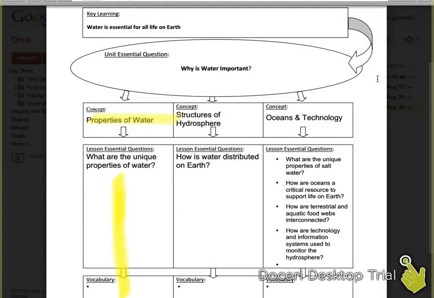What's our next concept? Structures of the hydrosphere. We finished properties of water by ending off with doing what? Labs, which showed about all the different properties of water. Now we're going to move on. Stop that clicking. We're going to move on, and we're going to start talking about structures of hydrosphere. But before we do that, we obviously have to do our vocabulary. There are 21 vocabulary words that we will encounter with the structures of the hydrosphere. So therefore, we're going to start writing our vocabulary here.